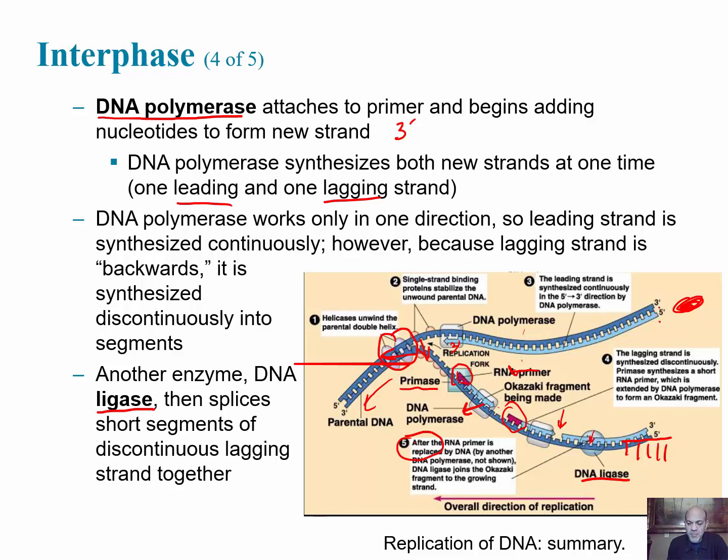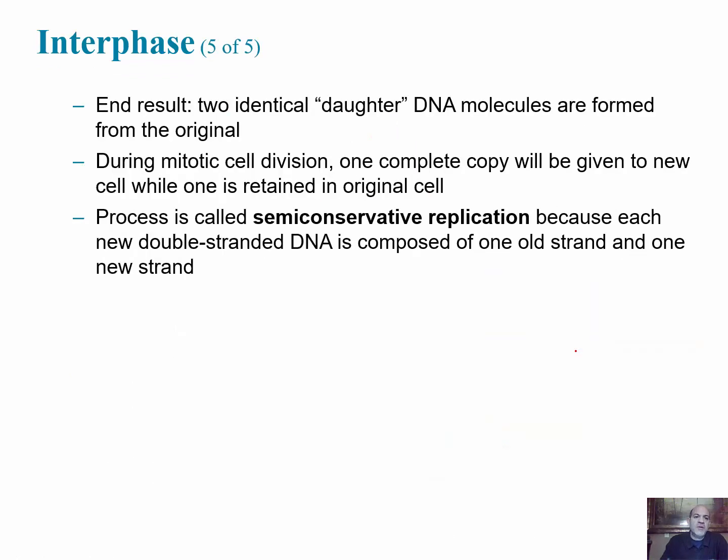By the way, the same process is going in the opposite direction. So once we open up the DNA molecule, DNA is replicated in both directions. The thing is the sides switch. As we're going in the opposite direction, the lagging strand and the leading strand are on the switched sides overall. So what is the end result? You're going to end up with two identical daughter DNA molecules, and they're formed from the original one.